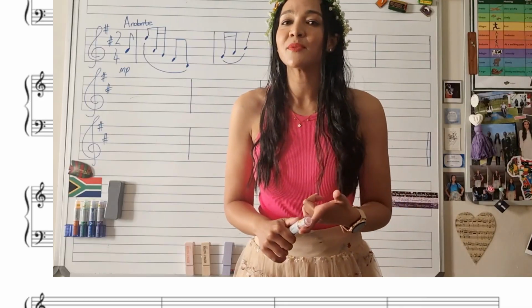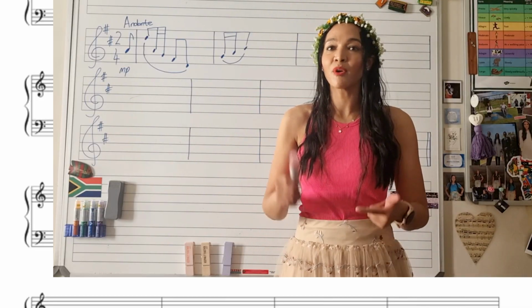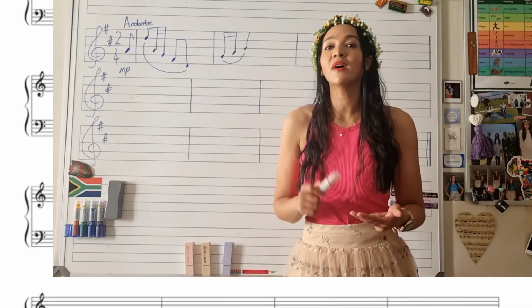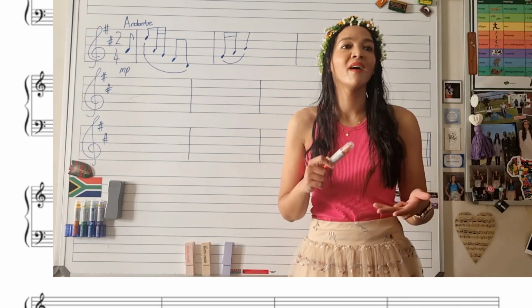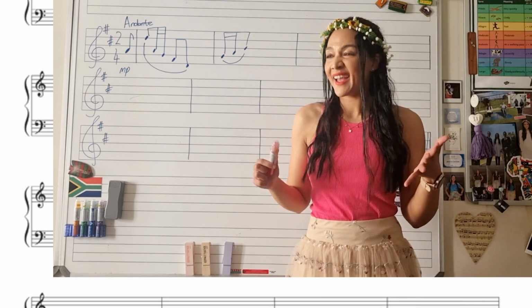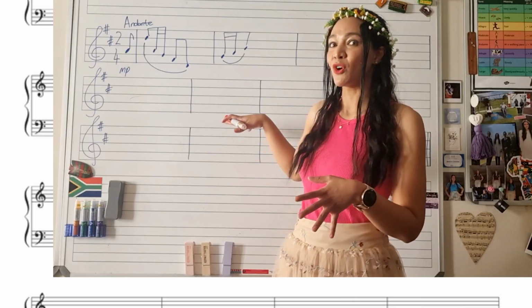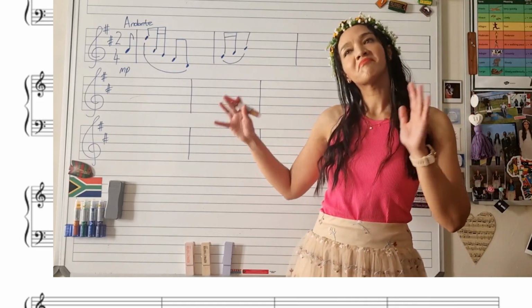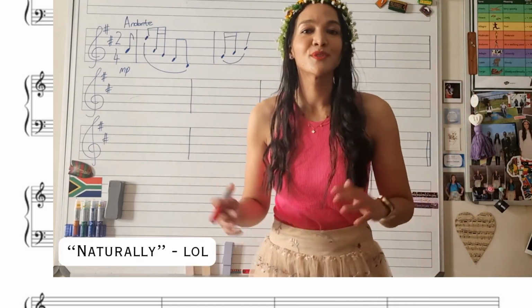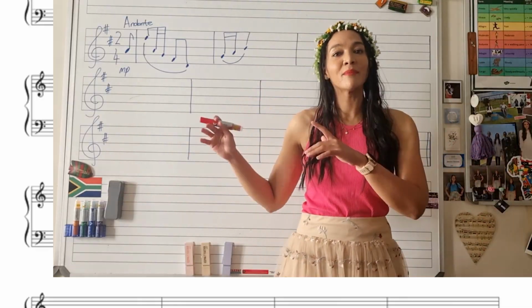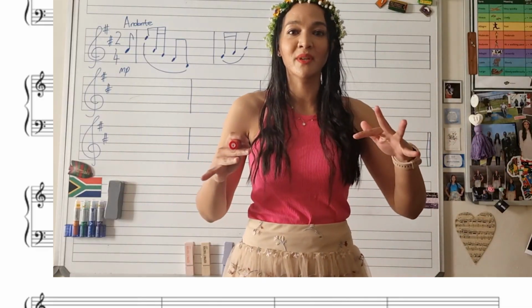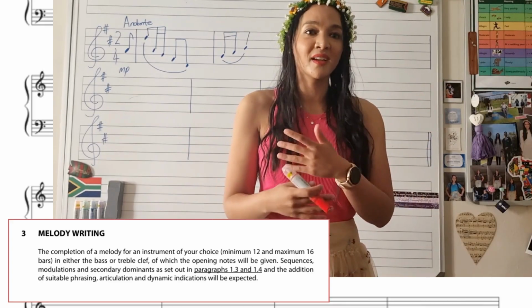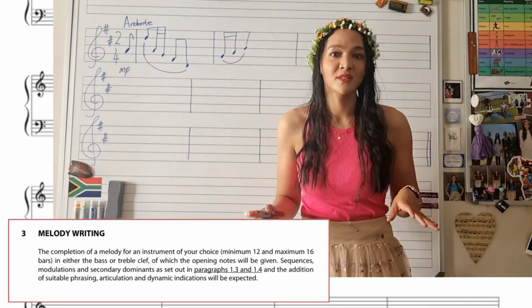What UNISA wants us to do at this point is to use proper sequences, proper modulation, proper phrasing, and the inclusion of secondary dominants, which will happen, I would say, naturally if you use the method that I'm going to pose to you today, whereby we'll be going through secondary dominants using a modulating sequence. So it'll tick all the boxes that UNISA would like to see.